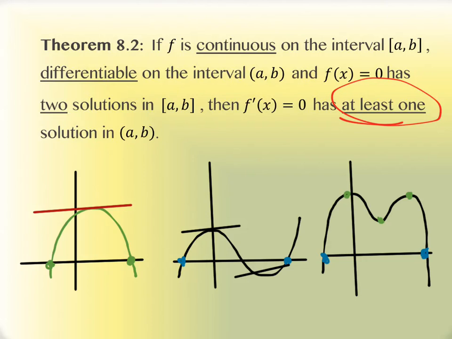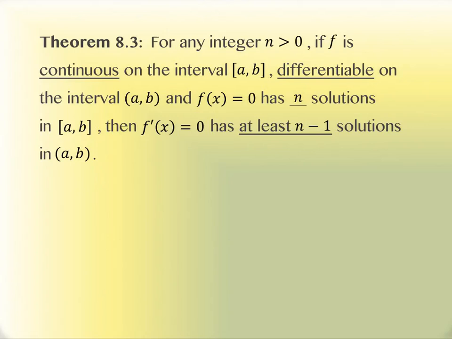Theorem 8.3 is a generalization of this theorem. Okay, so we've got an integer n that's positive. We have f continuous and differentiable. And instead of it saying f of x equals 0 has 2 solutions, it says it has n solutions. So it hits the x-axis several times. 2 times, 3 times, 6 times, 12 times, I don't know. But then it will have at least n minus 1 solutions if it hits the x-axis n times. So if it hits the x-axis 5 times, you will at least have 4 solutions for the derivative equation. At least. You could have more, but at least 4.